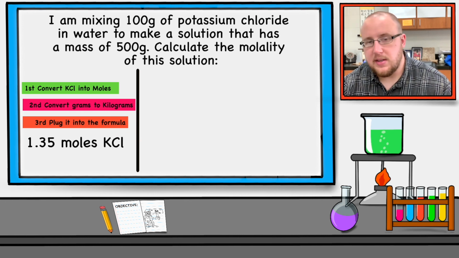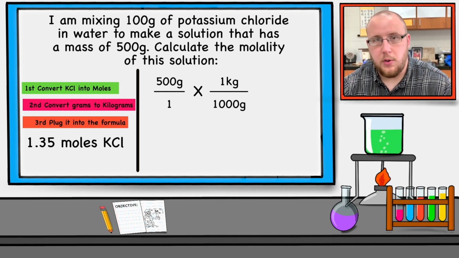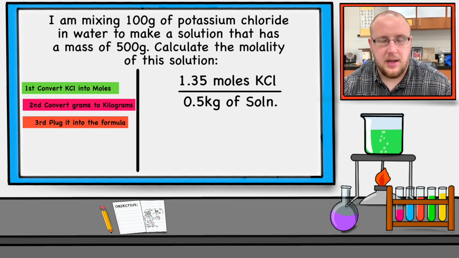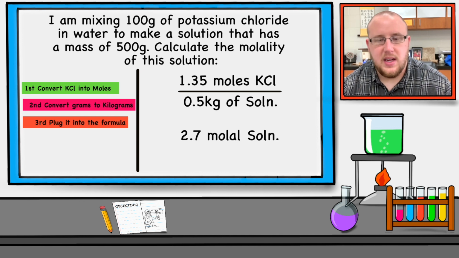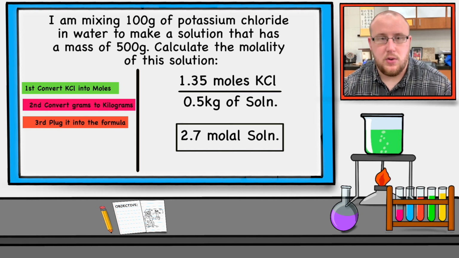Now we have to convert our grams of solution to kilograms. So we take our 500 grams over 1, and we convert it to kilograms by multiplying it by 1 kilogram over 1,000 grams. This gets us 500 over 1,000, which is 0.5 kilograms. Our last step is to plug both of these into our equation. So we have 1.35 moles of potassium chloride over 0.5 kilograms of solution. Once we divide these out, we get a 2.7 molal solution of potassium chloride.